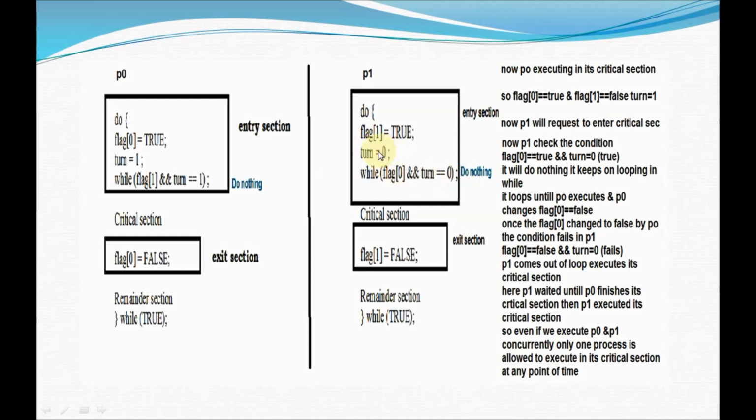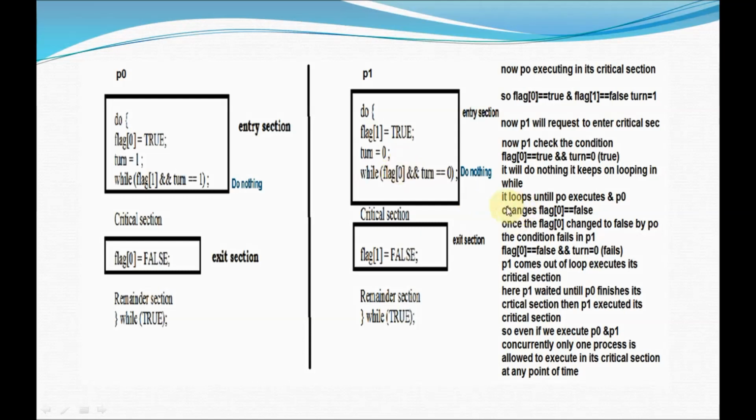Yes, you can see here, before coming into this while statement, P1 changed the turn value to 0, right? Because P0 is executing. That means turn is 0 only. So now you can see the condition is true. So this while statement does nothing. You can see this loop does nothing. It just keeps on looping in the while. P1 just enters the while loop and keeps on looping in the while loop.